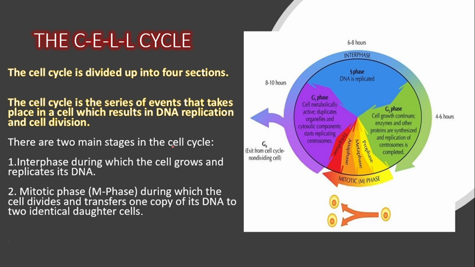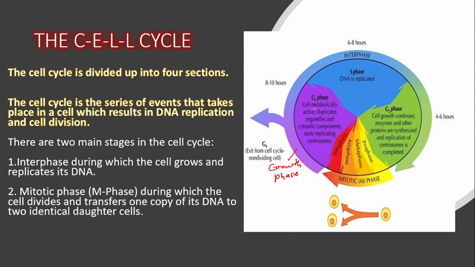So there are 2 main stages in the cell cycle. We have interphase. Interphase is the stage during which the cell grows and replicates its DNA. Interphase is divided up into 3 phases primarily, right? We have a G1 phase, which we call a growth phase. This would be the first growth phase. Let me just write it here. Growth phase. All right, and this is the first one.